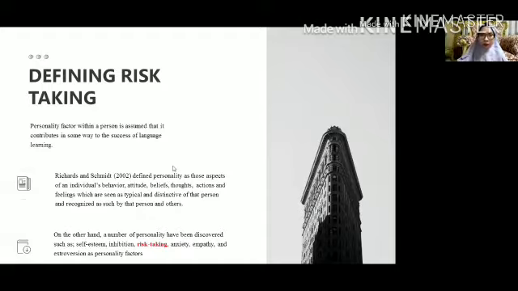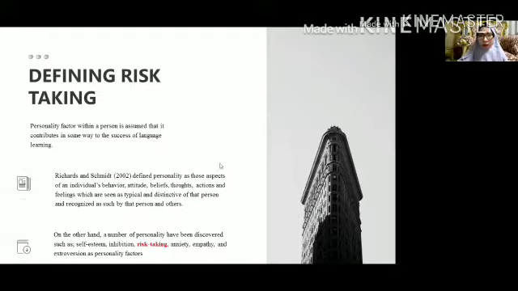And what is actually personality? Richards and Smith, 2002, define personality as those aspects of an individual's behavior, attitude, beliefs, thoughts, actions, and feelings which are seen as typical and distinctive of that person and recognized as such by that person and others. And a number of personality factors have been discovered such as self-esteem, inhibition, risk-taking, anxiety, empathy, and extroversion. In this presentation, we will explain more about risk-taking.